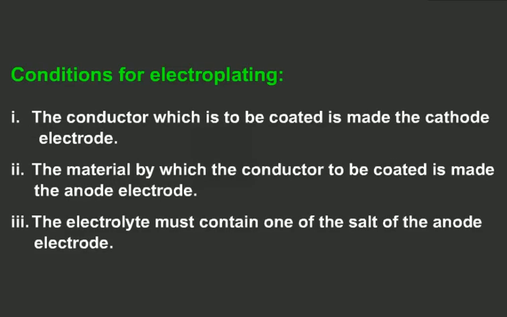Conditions for electroplating are: the conductor which is to be coated is made the cathode electrode. The material by which the conductor is to be coated is made the anode electrode. The electrolyte must contain one of the salts of the anode electrode.